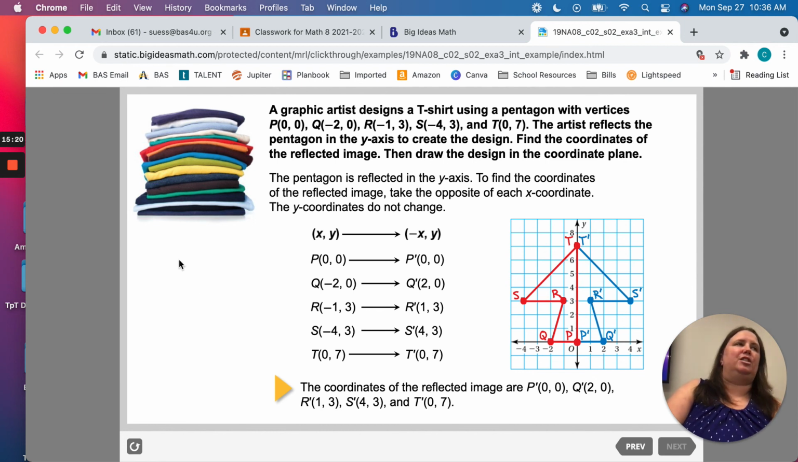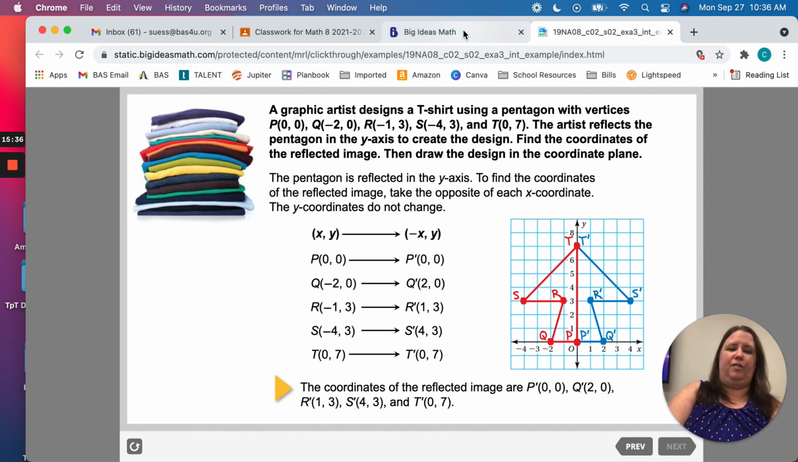All right. Any questions on how we did these reflections? No, ma'am. What axis did we reflect across? The y, which means we changed the values of which coordinates? The x. Very good.